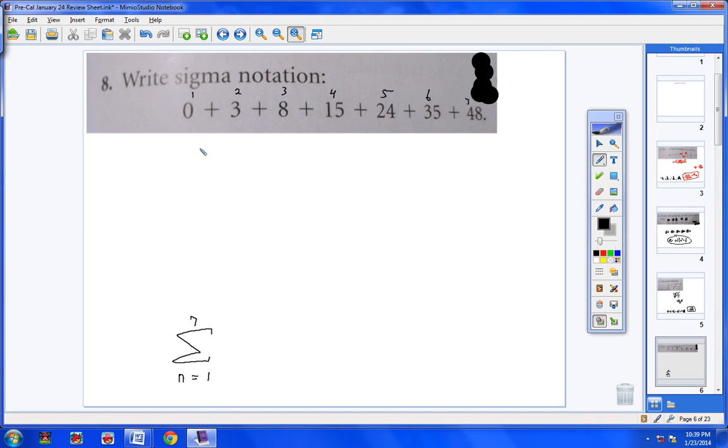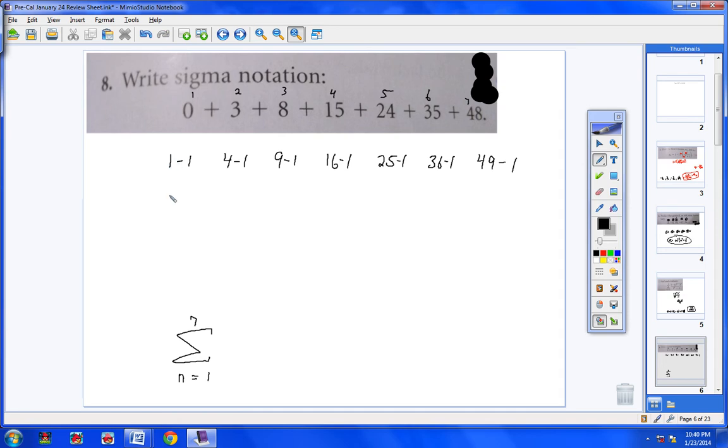Now one thing I noticed here is each one of these numbers is 1 less than a perfect square. For example, 1's a perfect square minus 1. 4 is a perfect square minus 1. 9's a perfect square minus 1. 16 is a perfect square minus 1. 25 is a perfect square minus 1. 36 is a perfect square minus 1. And 49 is a perfect square minus 1. Okay? Now it takes a lot of practice to see these little things, but you'll get used to it.